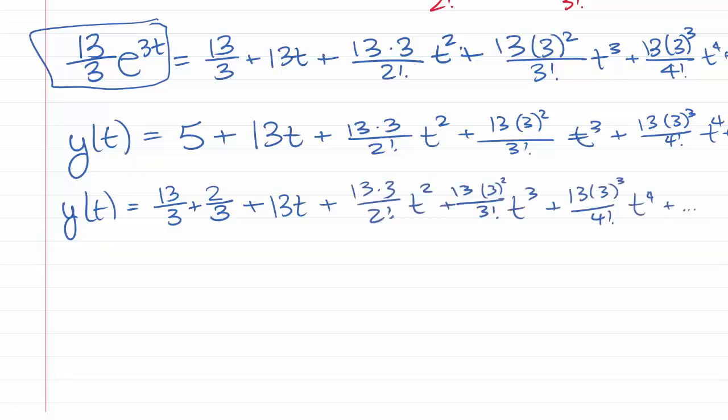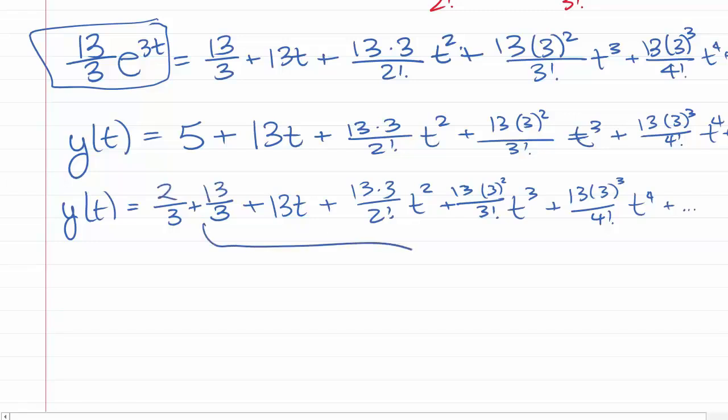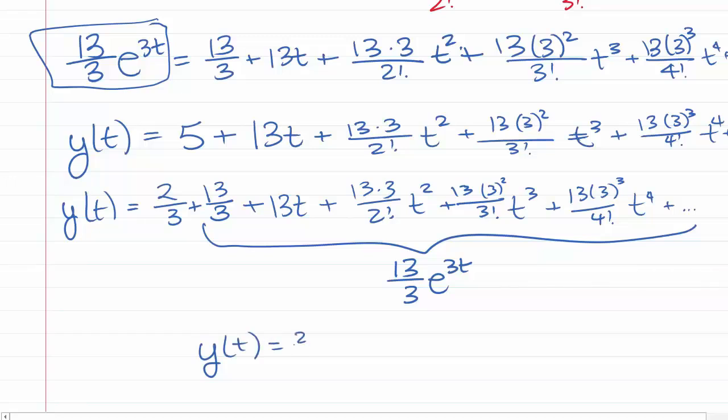Well, actually here, let's change the order of these two and make it 2 thirds plus 13 thirds. All of this part, we know what that is. That's the power series we kind of finagled there, 13 thirds e to the 3t. And so we get that y of t is equal to 2 thirds plus 13 thirds e to the 3t.